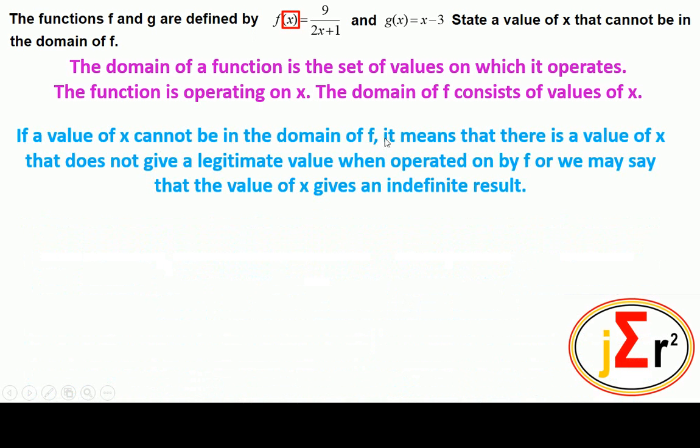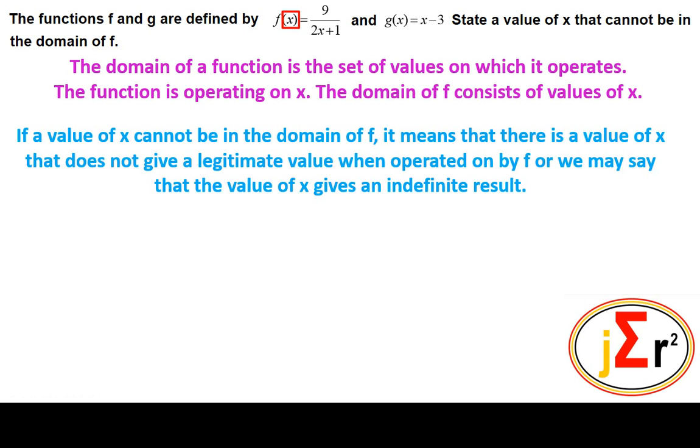If a value of x cannot be in the domain of f, it means that there is a value of x that does not give a legitimate value when operated on by f. Or we may say that the value of x gives an indefinite result. When f operates on that value of x, it does not give a legitimate result. That is the value of x that we are concerned with.